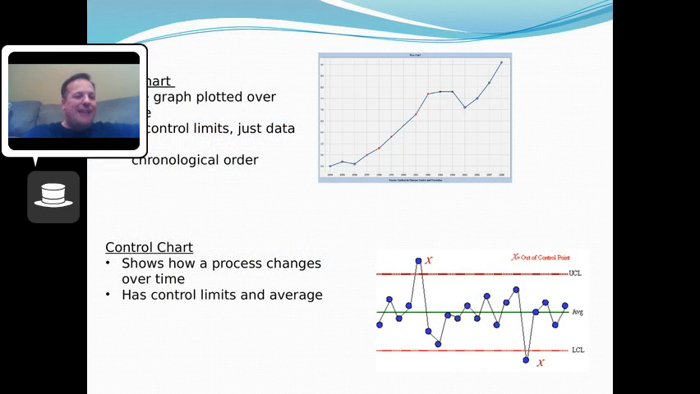Run charts are pretty much a line graph that's plotted over time. We see the example here on the right-hand side. There's no control limits, it's just data displayed in chronological order.